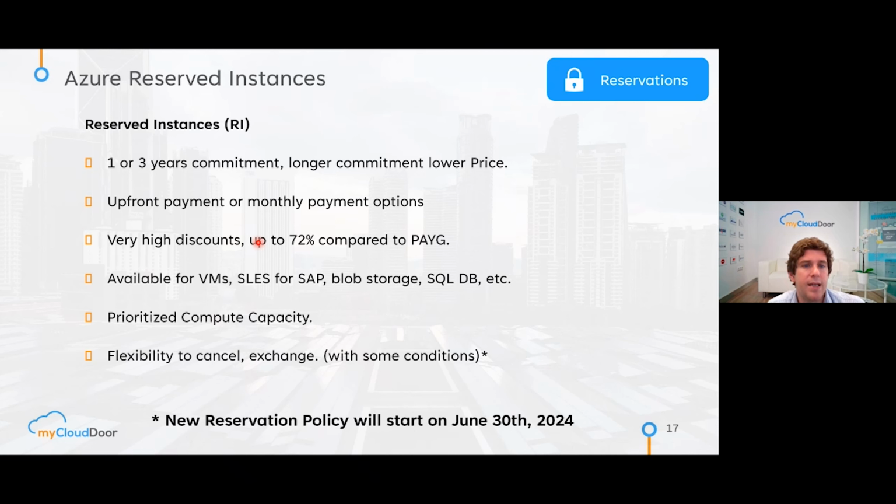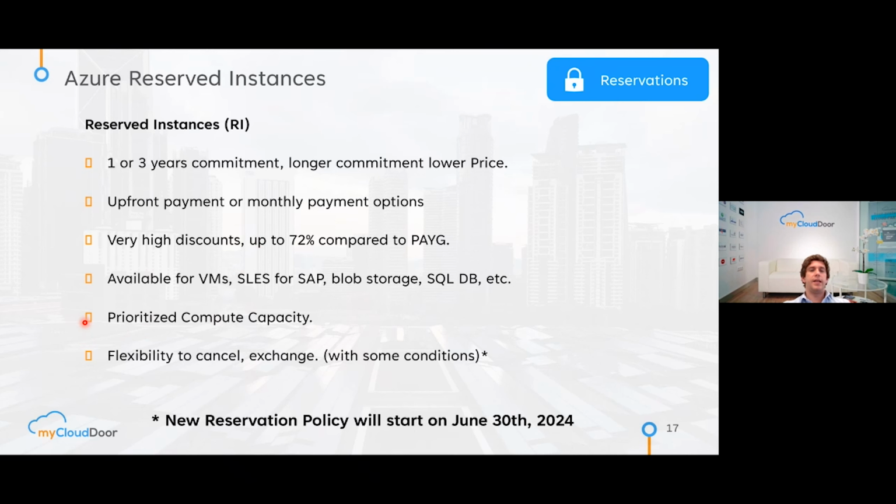So it's extremely big. And the good thing here is that I can decide if I want an upfront payment or a monthly payment. If I'm using the monthly payment, I will pay the same every month, but I will reduce my invoice a lot. And this is available for virtual machines, for some licenses like SUSE Linux, for SAP, for blob storage, for databases, for Synapse, for web apps. So many resources are available to be licensed through reservations or reserved instances.